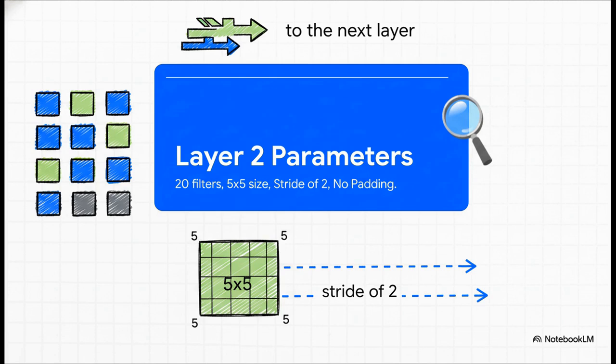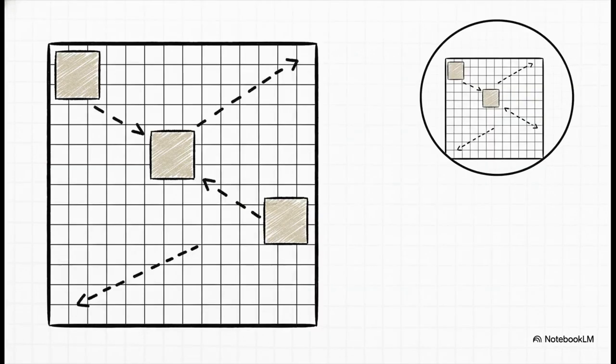Let's keep it moving. On to layer 2. The setup here is a little different. We're using 20 filters this time. They're a bit bigger at 5 by 5, but the most important change here is the stride. It's now 2. And what does a stride of 2 do? It means our filters are taking bigger jumps. They're skipping a pixel each time. This has a huge effect. The network starts summarizing what it's seeing way more aggressively, and that causes the height and width to shrink down much, much faster, all the way down to 17 by 17.